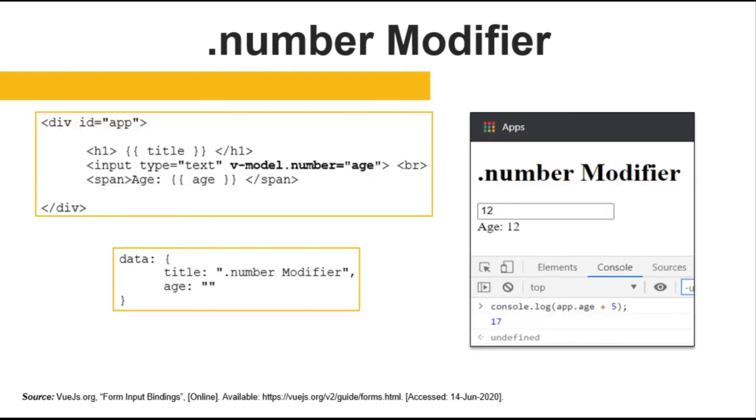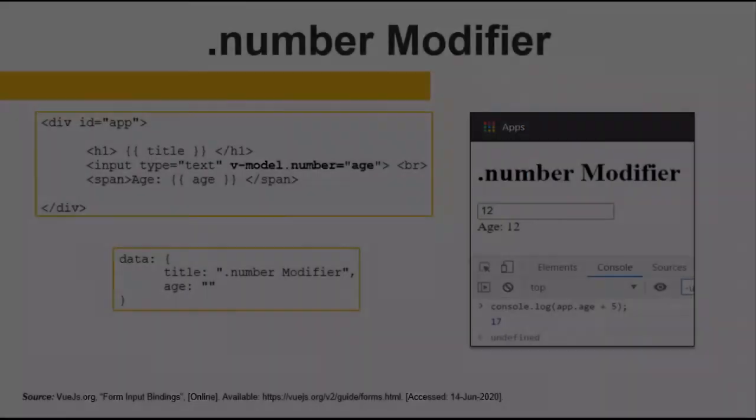In the given example, applying the number modifier will allow us to convert the number input from the user into a number without the need of applying the parseFloat JavaScript method. Notice that age is defined as a string with an empty string as a default value, but we are able to compute in the console window the sum of the number entered and 5. Remember that without parsing, JavaScript will just concatenate the value of age to 5, and that is the default behavior of JavaScript. But applying the number modifier solves the problem of conversion.